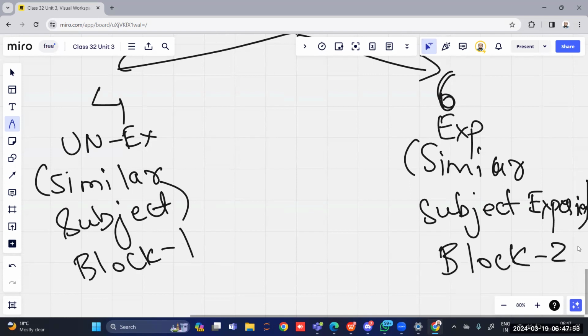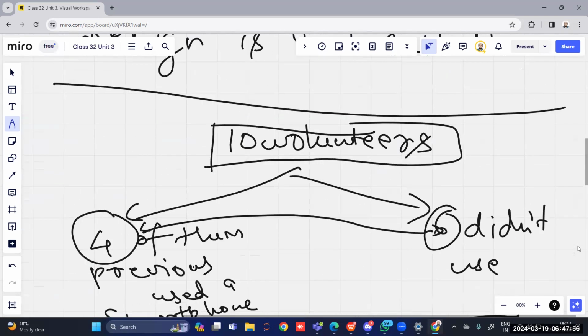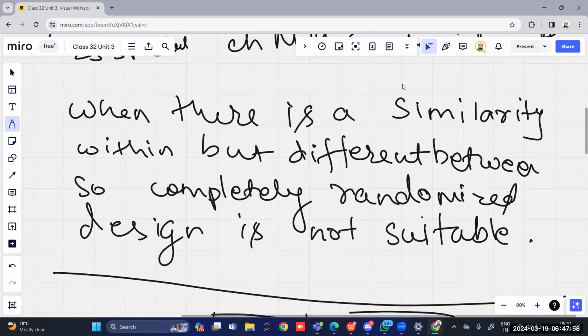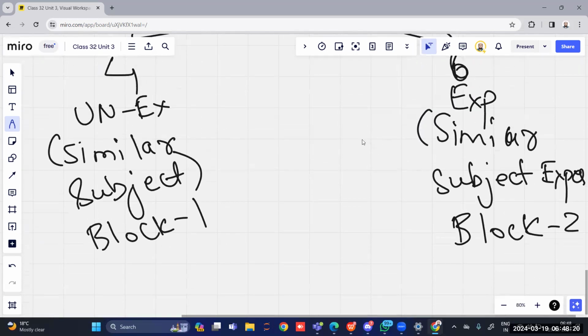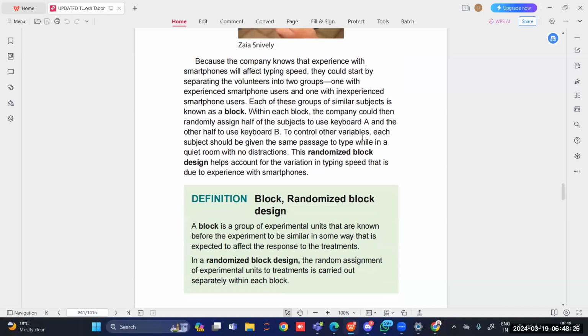I have written a definition above and have not explained it yet. When there is a similarity within a group, what is the similarity? In block 1, all the four volunteers know how to type and have experience. But there is also a difference between the two blocks: one is experienced and one is inexperienced. Is it clear? It's very simple. So each of these groups of similar subjects is known as a block.